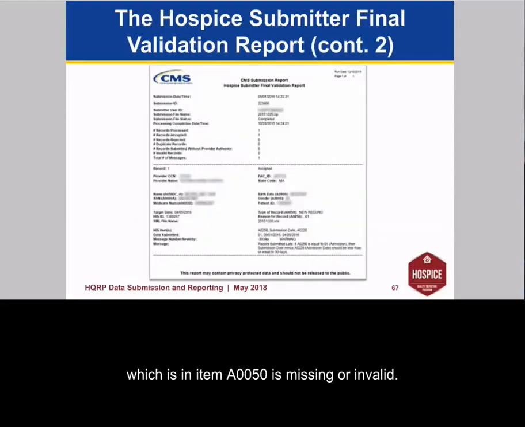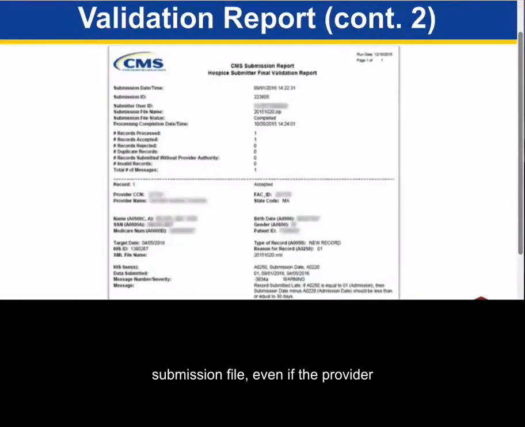And here's a sample submitter final validation report. The contents of this report are very similar to the ASAP system-generated report. However, the submitter report will contain details for all HIS records contained in the zip or submission file, even if the provider associated to the file could not be identified and the XML file could not be processed by the ASAP system.